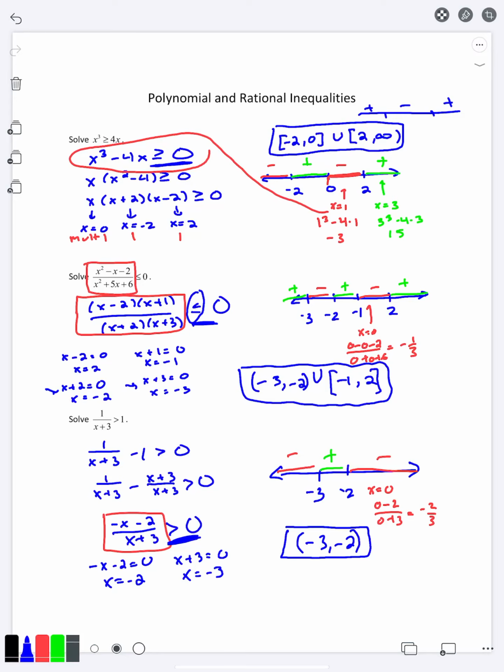So again, the key idea for solving all of these inequalities here is your sign charts, and you really need to practice making them, otherwise you're going to have a lot of trouble with these problems.